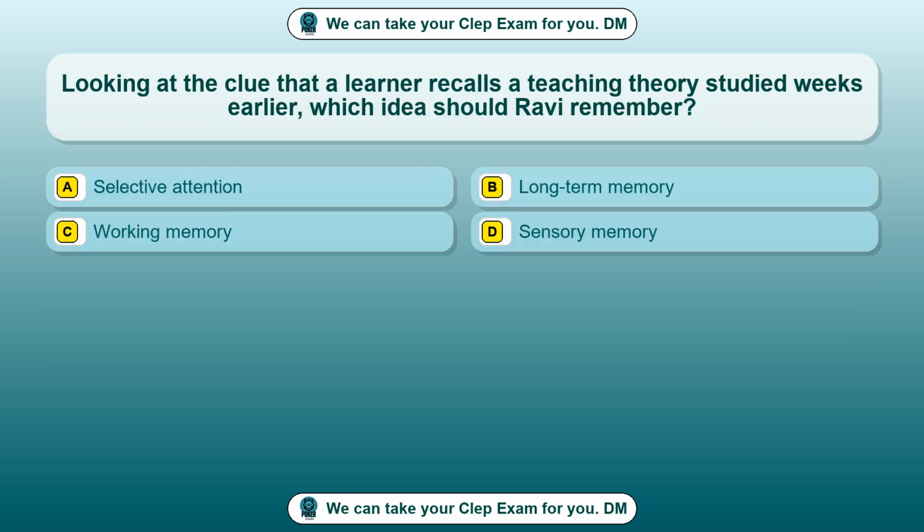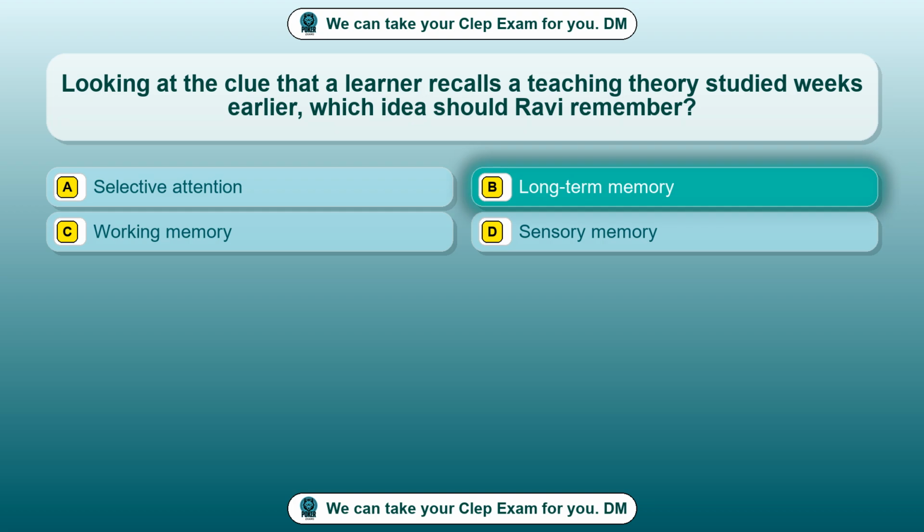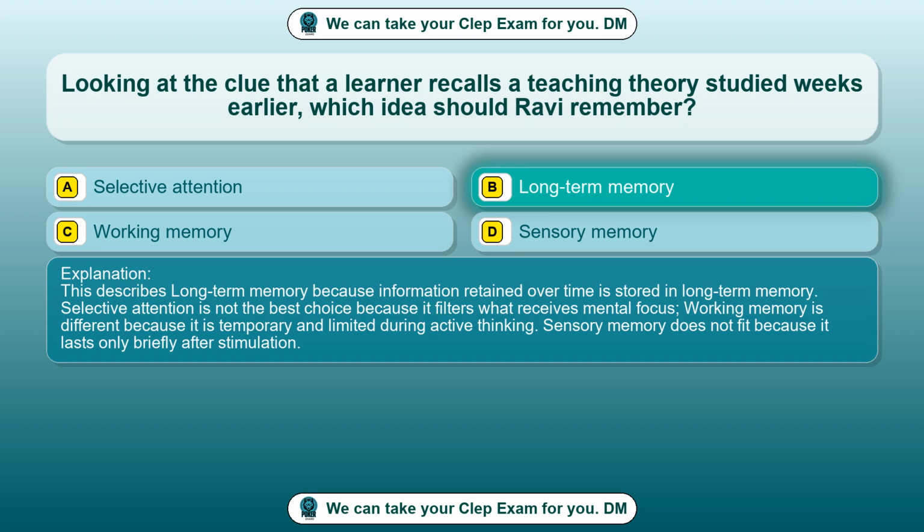Question 35. Looking at the clue that a learner recalls a teaching theory studied weeks earlier, which idea should Ravi remember? Option A, selective attention. Option B, long-term memory. Option C, working memory. Option D, sensory memory. The correct answer is option B. Long-term memory. This describes long-term memory because information retained over time is stored in long-term memory.